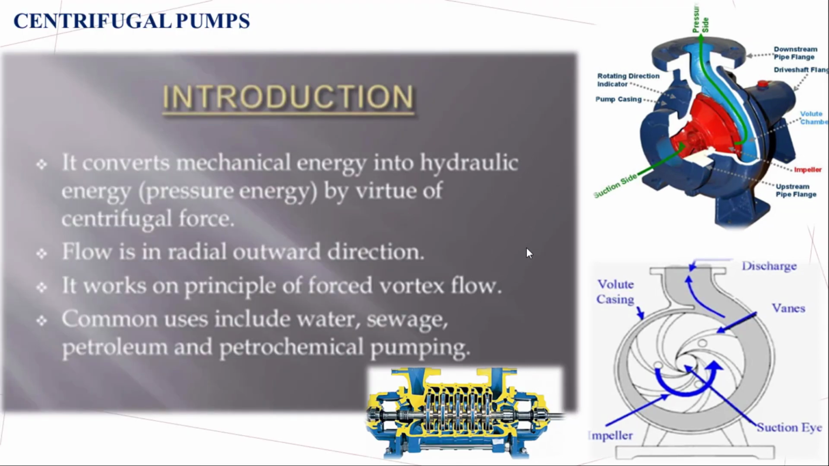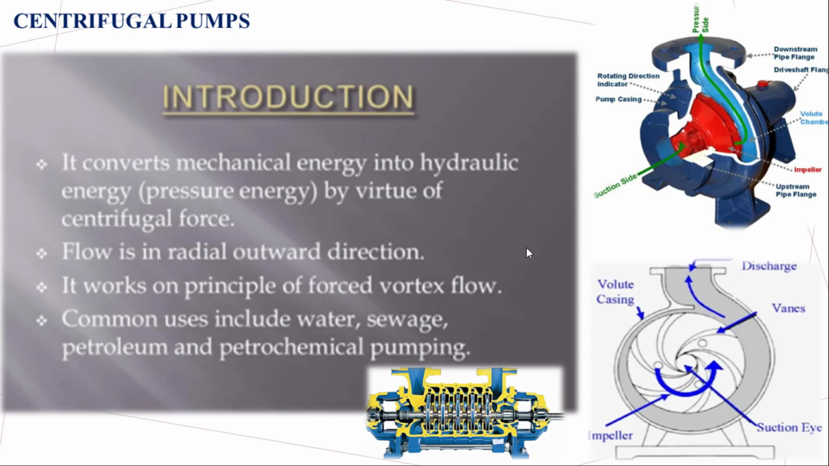So you could see the images here, the components of the centrifugal pump, as well as the introduction. What exactly these pumps do is convert mechanical energy into hydraulic energy, that is pressure energy, by virtue of centrifugal force. The main source is the centrifugal force. So the flow is in the radially outward direction, as you could see in the image.